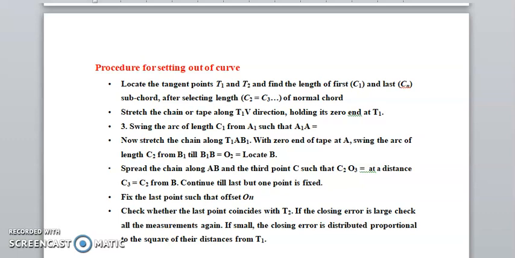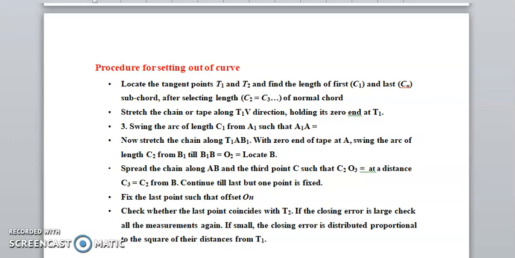Next, spread the chain along AB and fix the third point C at a distance C3 equal to C2 from B. Continue till the last but one point is fixed. Fix the last point with the offset Cn. Check whether the last point coincides with T2.